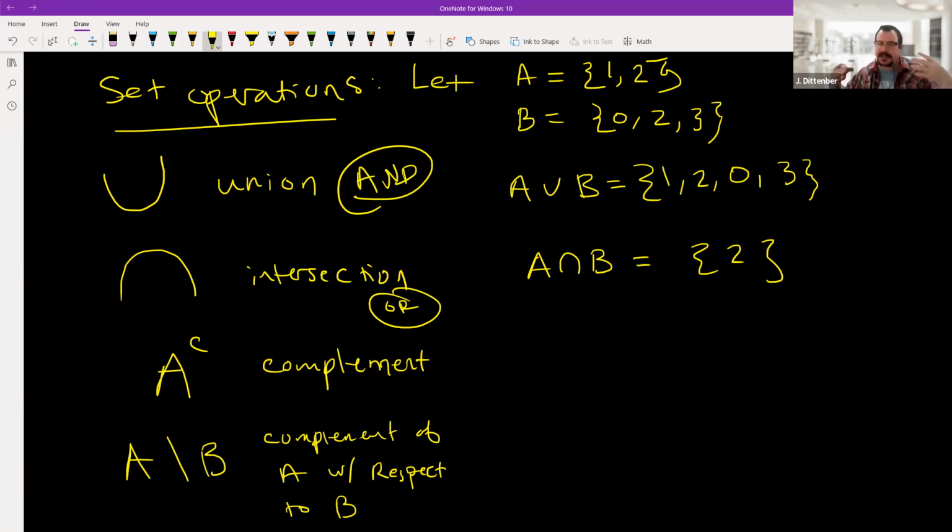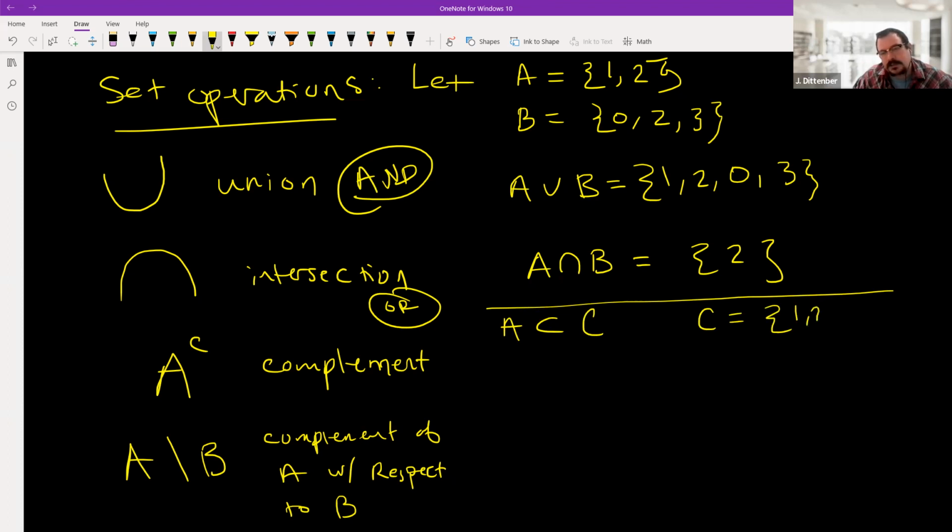Okay, so for me to talk about not A in this context doesn't really make sense, because we don't know, is A a part of another set of numbers? So let's just say, to give you an example of complement, A is a subset of some set C, and C is equal to 1, 2, 3, 4. Okay, so then not A would be 3 and 4. So when it comes to set theory, we will use this not A more generally, but a lot of times it's within the context of another set.